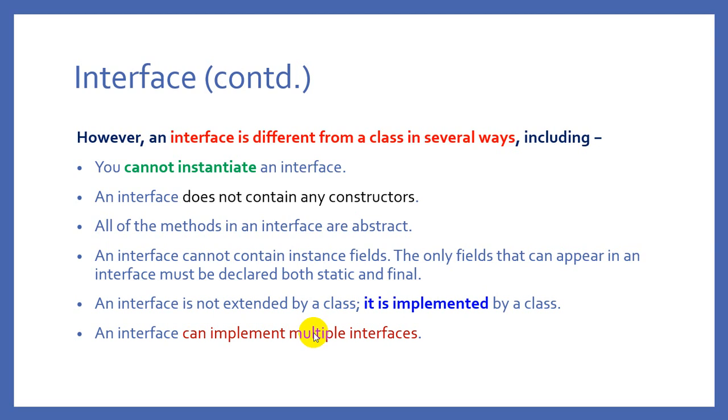So the best way is to define the functionalities of the keyboard in one interface and define the functionalities of the mouse in another interface, and at the same time you can use both of these interfaces within one class. So that means you can use multiple interfaces with one class, right?